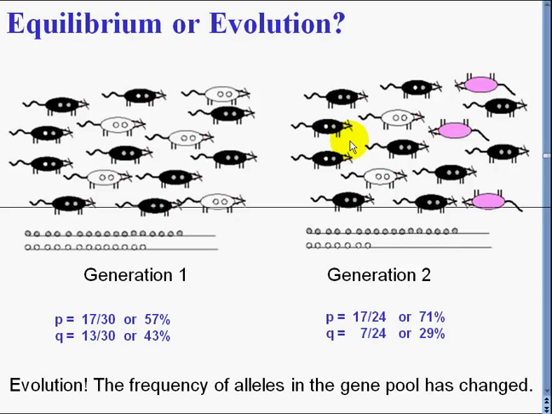Yes, it has. The frequency of alleles in the gene pool has changed. And the evidence would seem to suggest that natural selection was the force at work here. And the dark mice were being selected for from this generation to survive, reproduce, and pass on their genes.